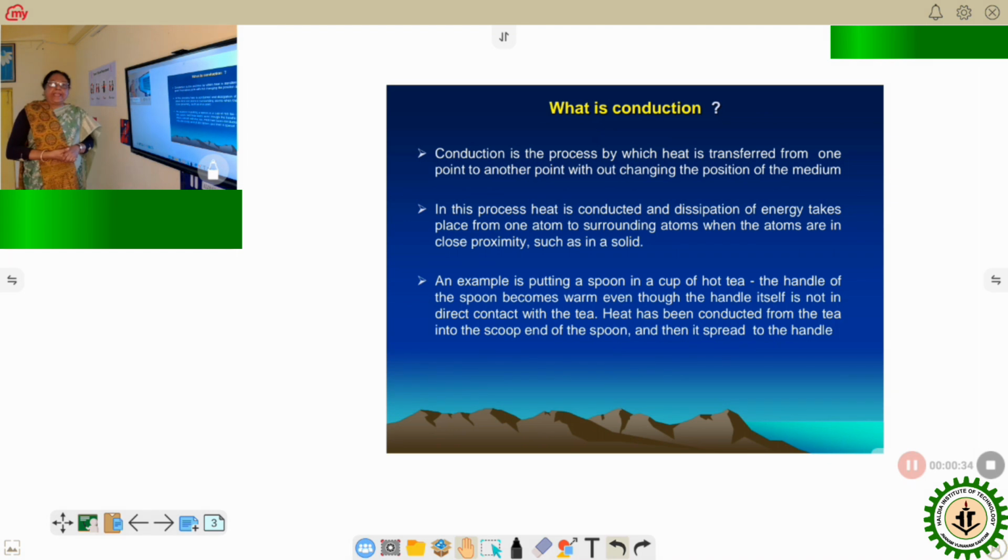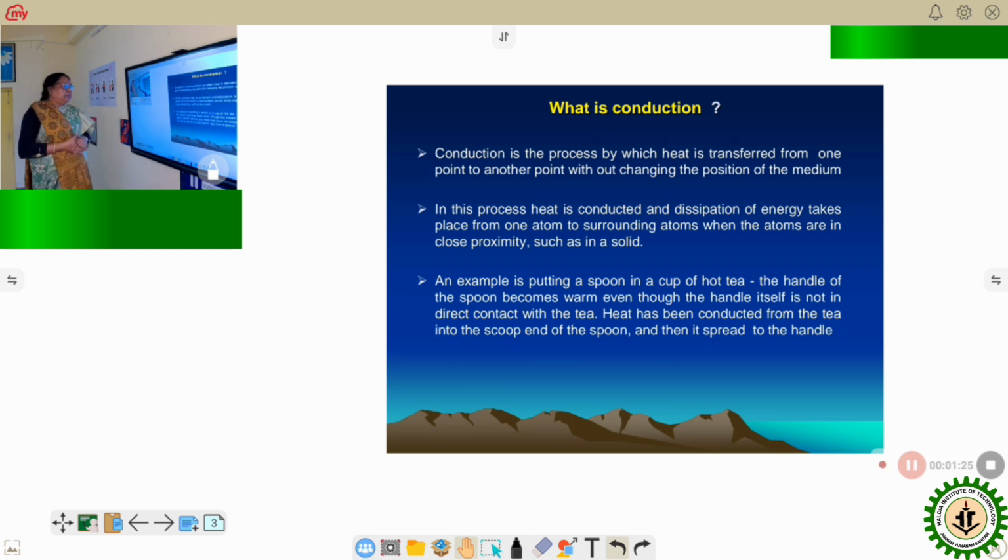Regarding heat transfer, we know that three modes of heat transfer are there, basically conduction, convection, and the radiation. Conduction is the process by which heat is transferred from one point to another point without changing the position of the medium. So in this process, heat is conducted and dissipation of energy takes place from one atom to surrounding atoms when the atoms are in close proximity, such as in a solid.